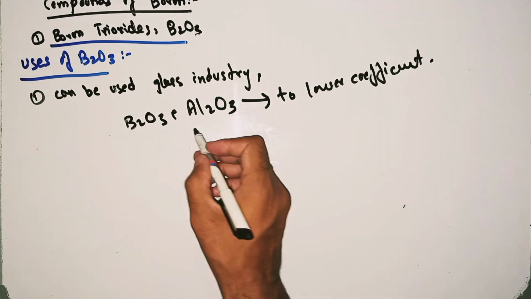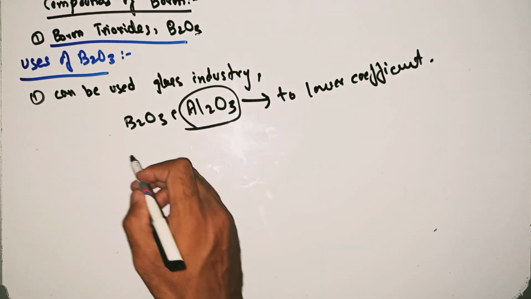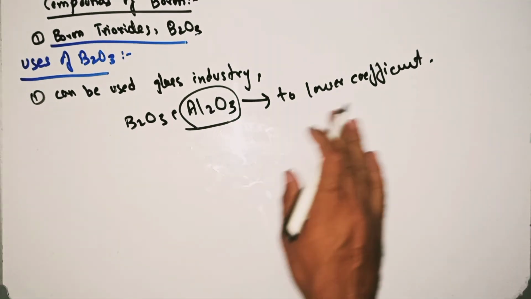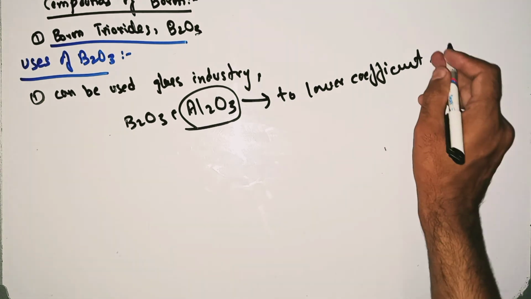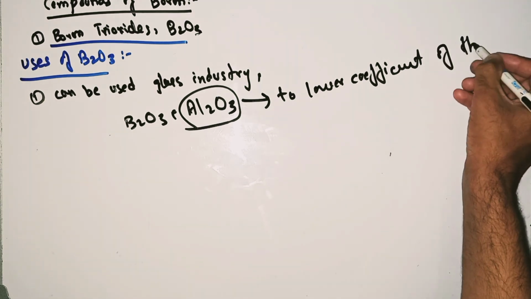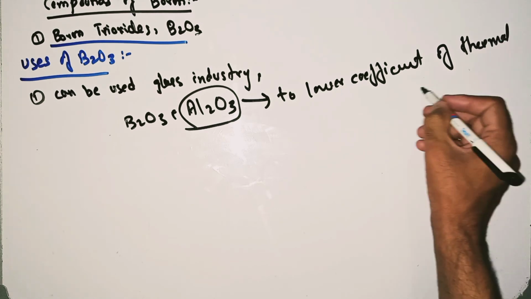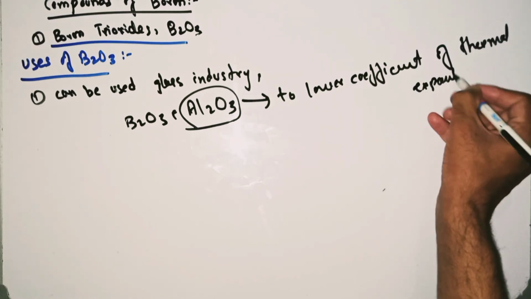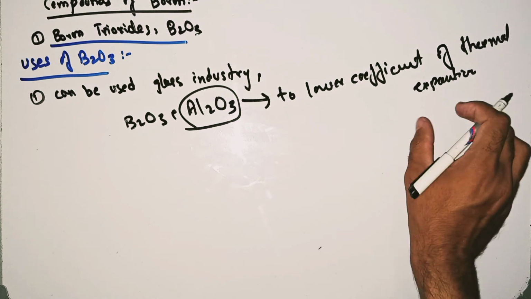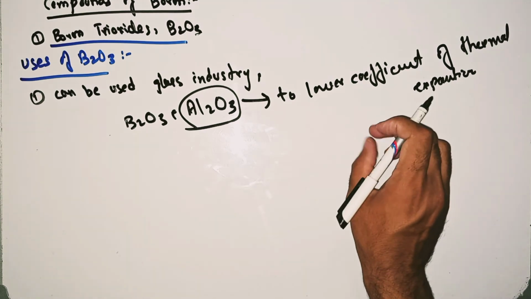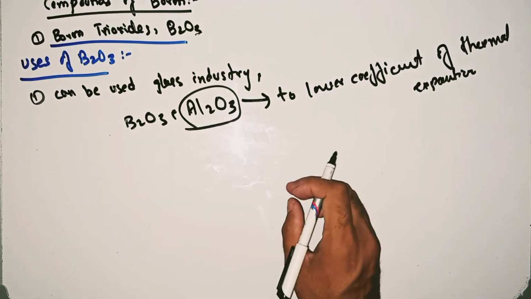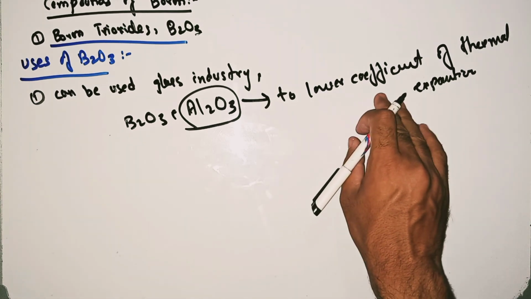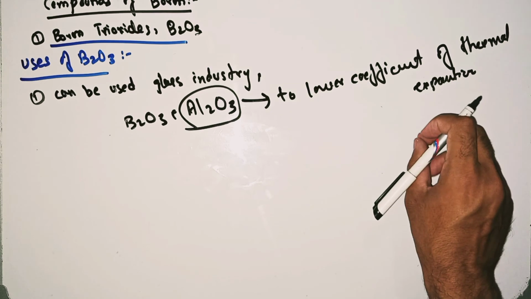If small amounts of Al2O3 are added to the B2O3, it will produce those kinds of glass that have very low coefficients of thermal expansion. A lower coefficient of thermal expansion describes how the size of an object changes with the change in temperature. Lower coefficient of thermal expansion means less change.